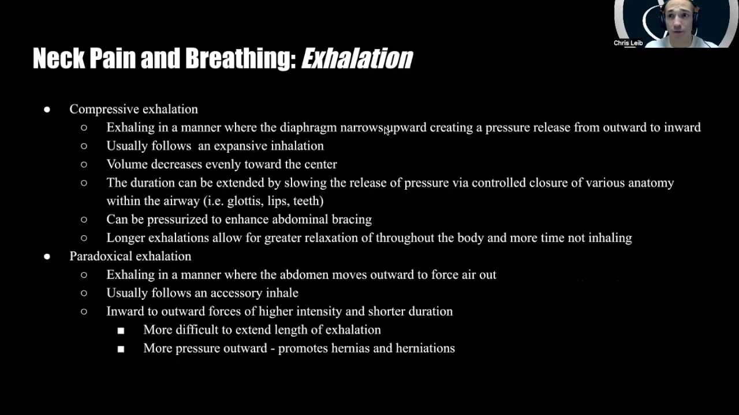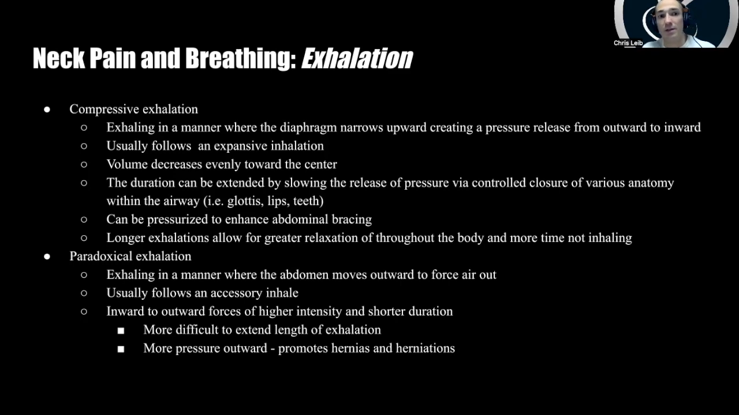If we're looking at the exhalation, it's sort of the opposite of what we were talking about with the inhale. What we're looking for is a compressive exhalation after an expansive inhalation. So a compressive exhalation would be exhaling in a manner where the center of the diaphragm narrows upward, and this creates a pressure release from outward to inward. It's usually following an expansive inhalation, and then the volume is going to decrease evenly towards the center. So we had that expansive inhale where there was a nice slow volume increase throughout the body, and now we're decreasing the volume evenly towards the center with this compressive exhalation.